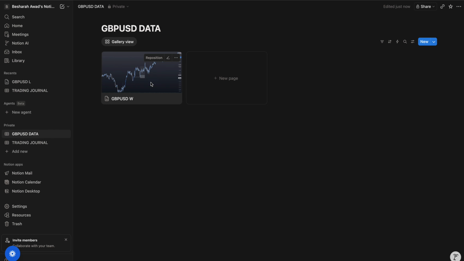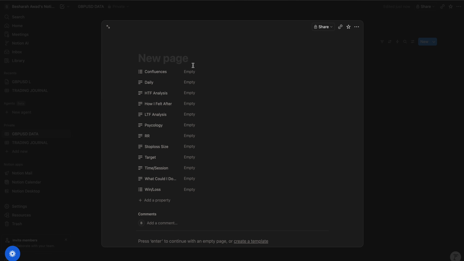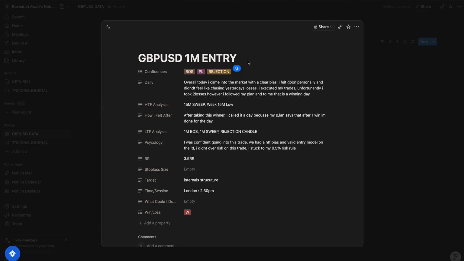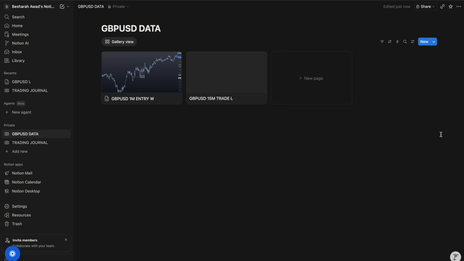Like, are my 1 minute trades better? Are my 3 minute trades better? You can even change this to GBP USD 1 minute entry. And your next one can be like if it was a GBP USD 15 minute trade. And you can see, okay, 1 minute entry W, I put win, so I know. And let's say this was a loss. Now you can read and think, oh my God, I'm taking so many losses on the 15 minute, but on my 1 minute it's still working. So let me try eliminate the 15 minute next week and just trade the 1 minute and see how things go. But this is how you make a data collection.